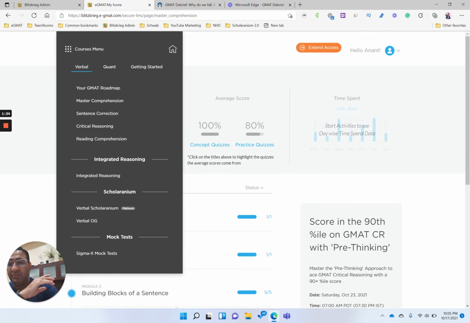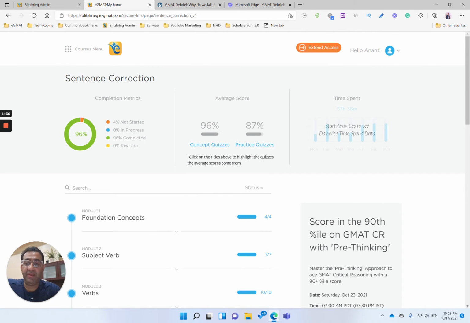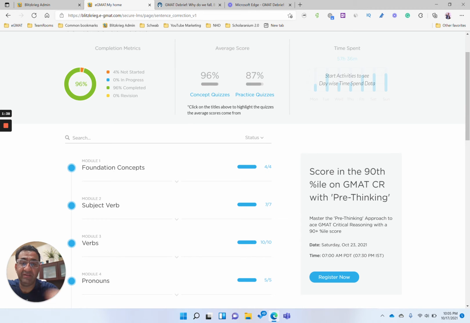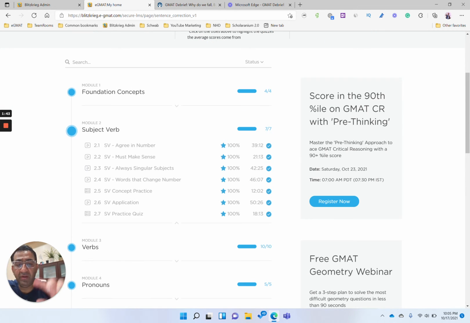His true diligence comes in the SC and CR attempts. You see excellent concept file scores, 96%, excellent practice quiz scores. You also see a good amount of time spent in difficult concepts such as always singular and words that change number, and you see a perfect 100% score over here. Now, just to remind you, these are our actual evaluations. This is not file completion. Similarly, the time spent over here in always singular subjects, SV application, is the time that Anant spent.